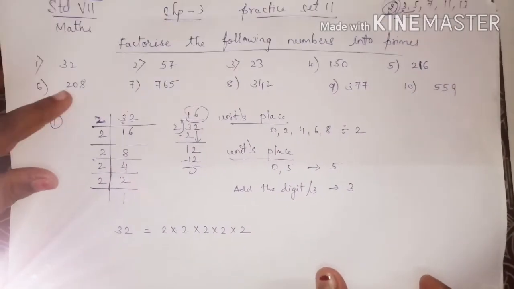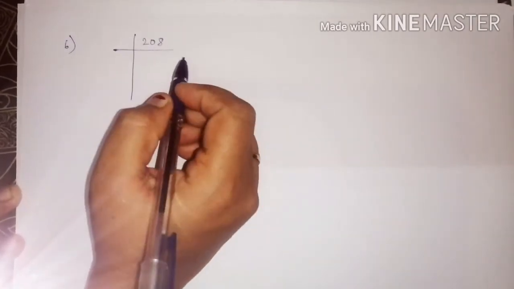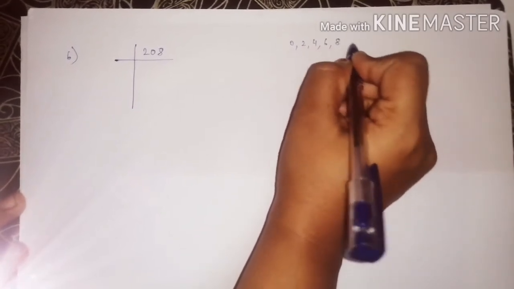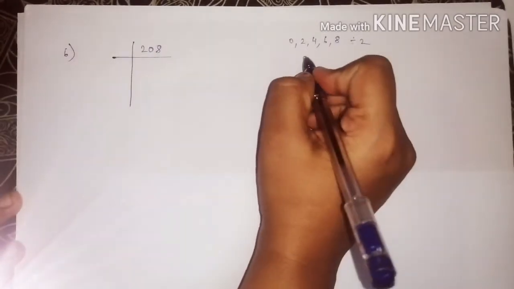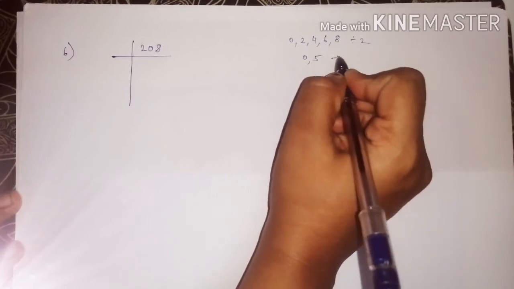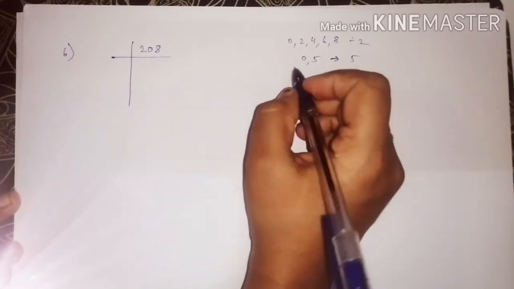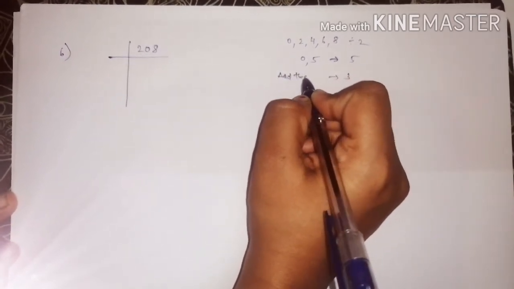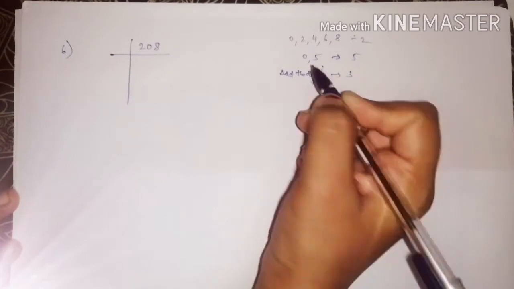So let's start the 6th sum, 208. Let's find the factors of 208. We are going to find them with the help of vertical arrangement. The question has to be written here in the corner, 208. I already told you, if the units place has 0, 2, 4, 6, 8, it will get divided by 2. If the units place has 0 and 5, it will get divided by 5. And for 3, I already told you, add the digits and divide by 3.